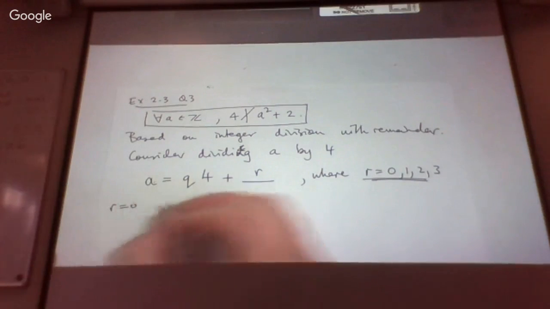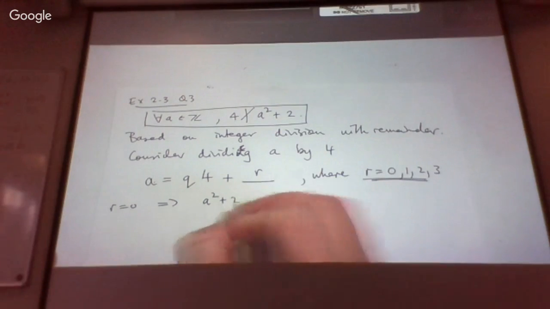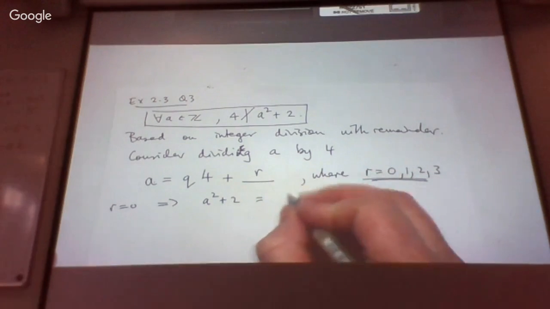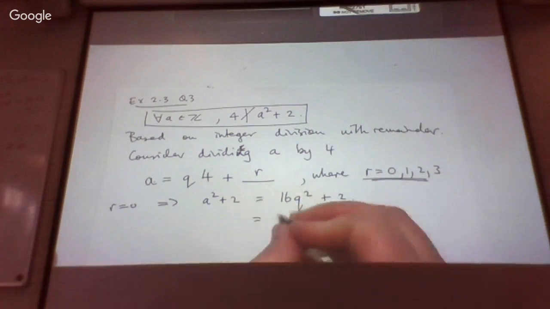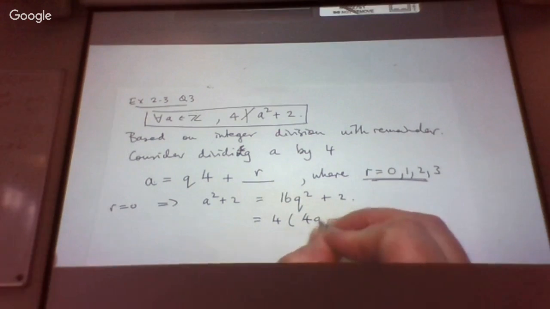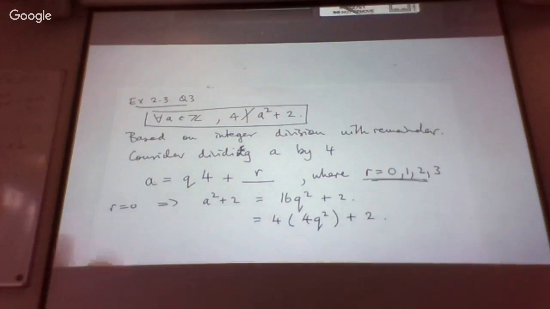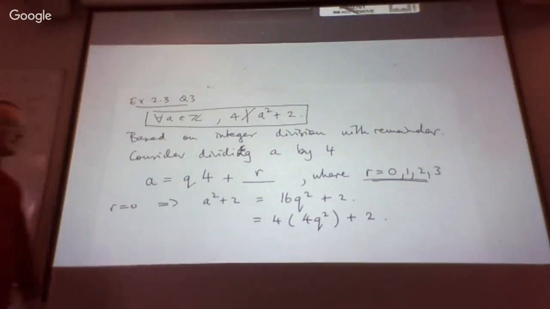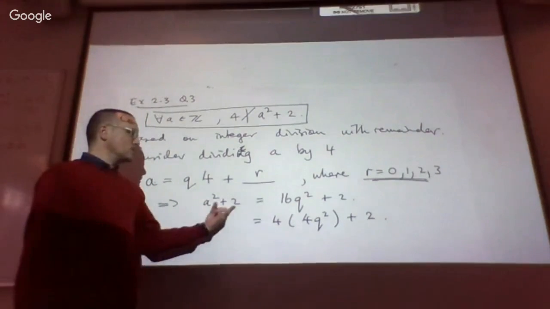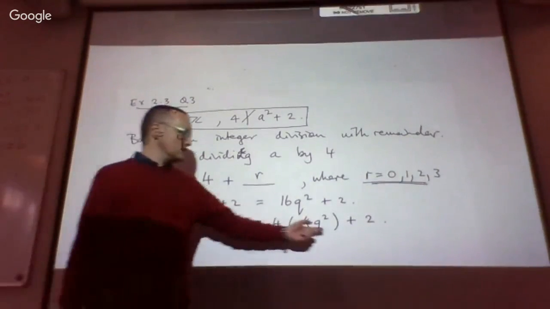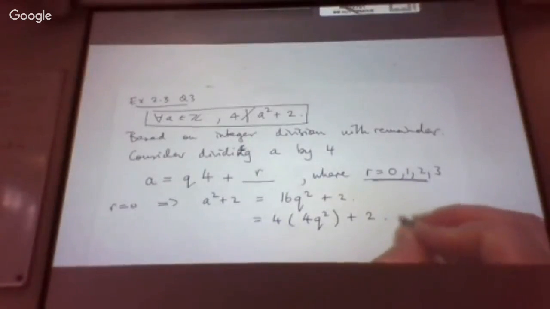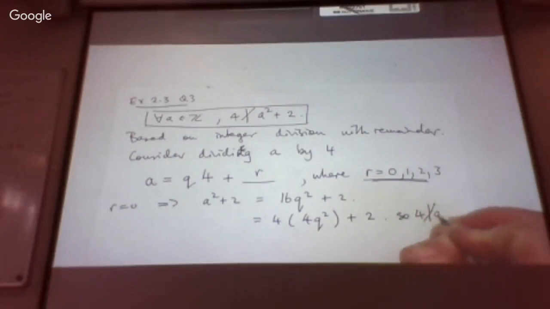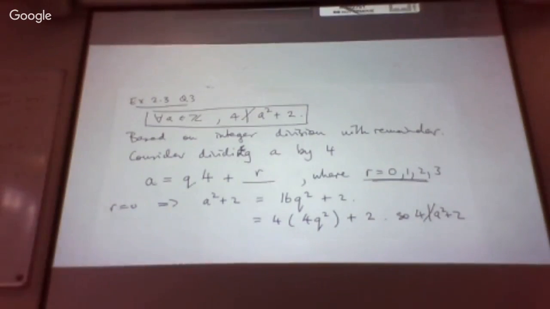So if r is 0, that implies a squared plus 2 is 16q squared plus 2. And that can be written as 4 times 4q squared, plus 2. And that shows that if you try and divide a squared plus 2 by 4, you get a certain quotient times 4 plus a remainder. So you don't get clean divisibility. So 4 does not divide a squared plus 2 in the case r equals 0.